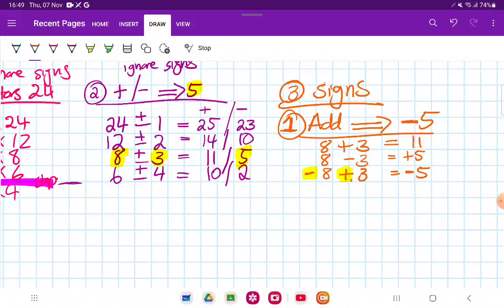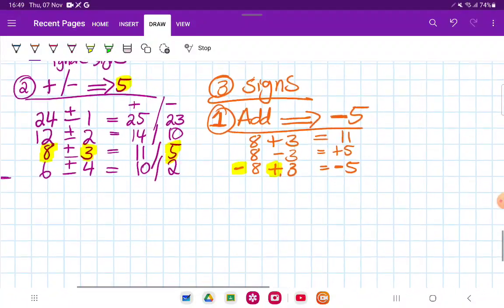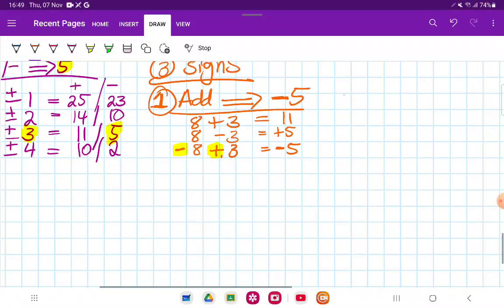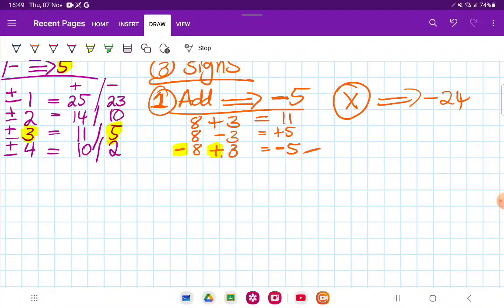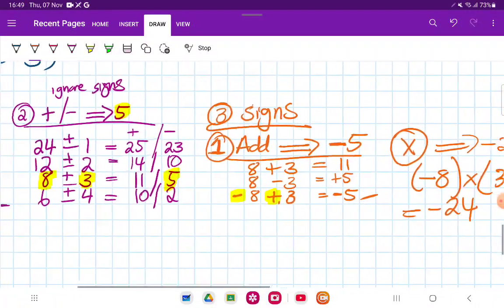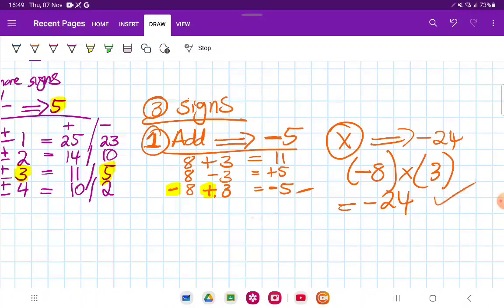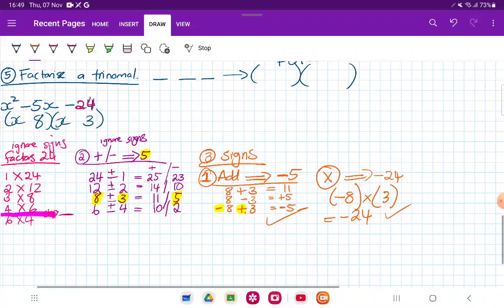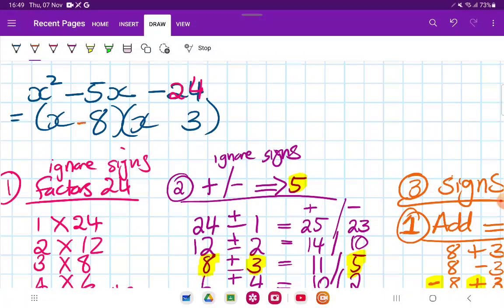But I need to check if that's correct. So to check, I'm now going to multiply. And when I multiply, I want -24. So I take these ones and I'm going to say -8 multiplied with +3, and that gives me -24. So now I am sure it works there, it works there. That's the correct answer. So it's -8 and +3.